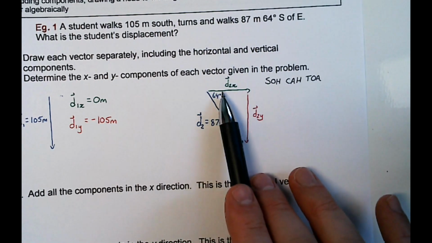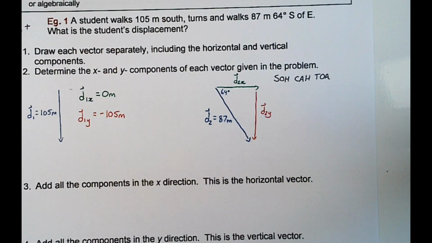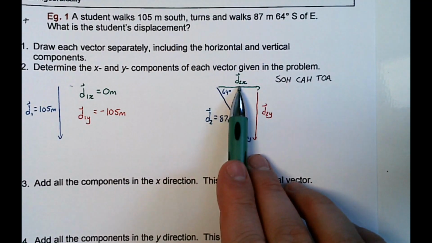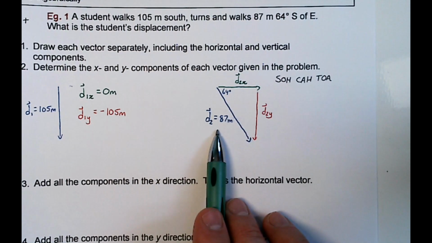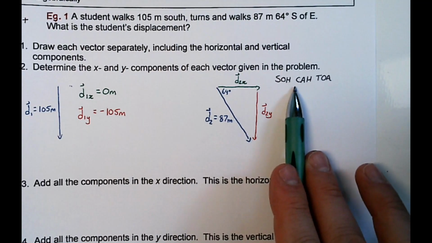So for this one, if we are solving for its horizontal component, we are wanting to find what is adjacent to 64 degrees, and we are given the hypotenuse. So when we're using adjacent and hypotenuse, we're going to use cosine.